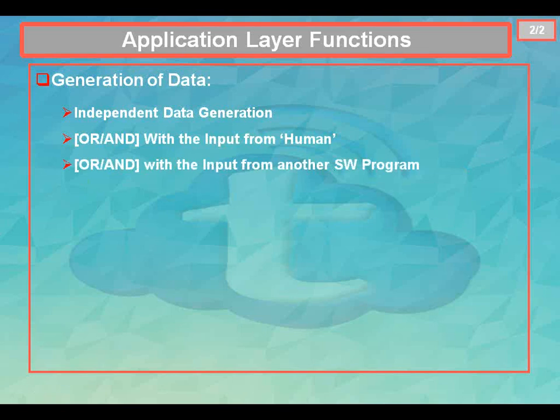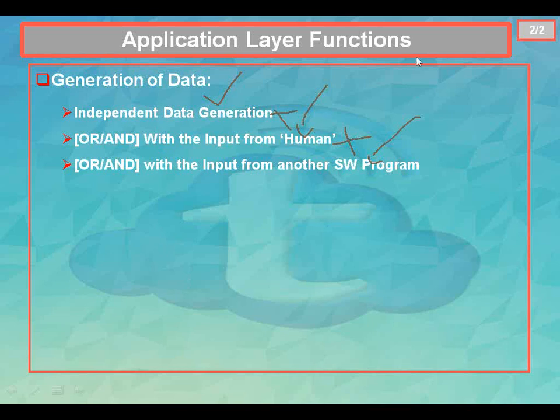See, one application can generate the data with all three combinations possible. Some data is generated by that application, some data is taken from a human, some data is taken from another software program. Mix it together, you are generating some piece of information and sending it to the other side. You see, that possibility is there.